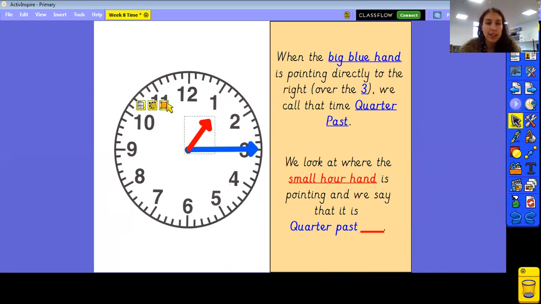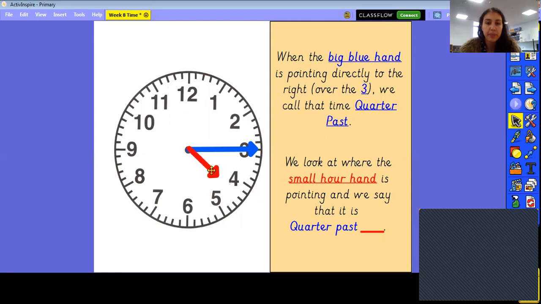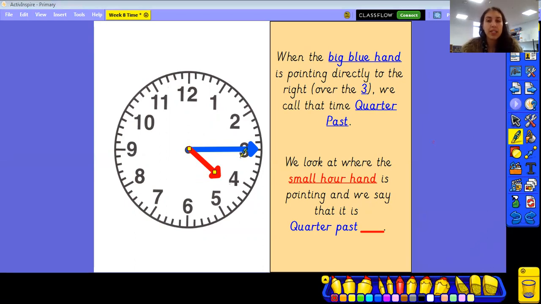Let's have a look at a different time then. So I can see that the big blue hand is pointing over the 3, so we say quarter past, and then we need to look here. Which hour is it going past? Bearing in mind we move clockwise, it has gone past the 4, so we say quarter past 4.